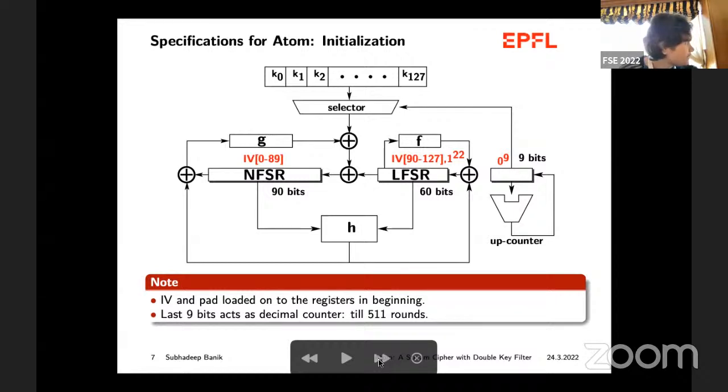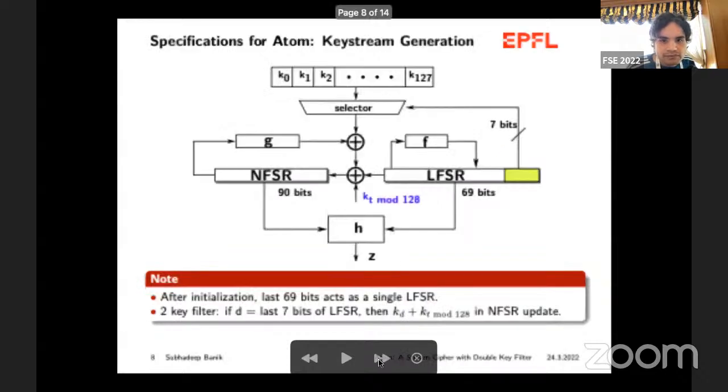Initially the IV and some constants are loaded onto the registers, and the FSM is allowed to execute for 511 cycles without producing a key stream. After this, what happens is interesting. The two registers of 60 and 9 bits combine to form a single register of 69 bits, which is updated linearly. The last 7 bits of this register, let's call this D, determine which bit of the key is added to the NFSR update function. We also have a second key filter, K of t mod 128, which is also added to the NFSR update, and hence the name double key filter.